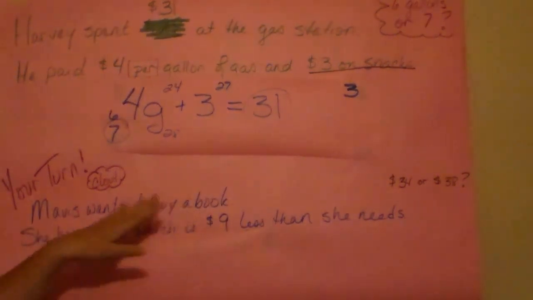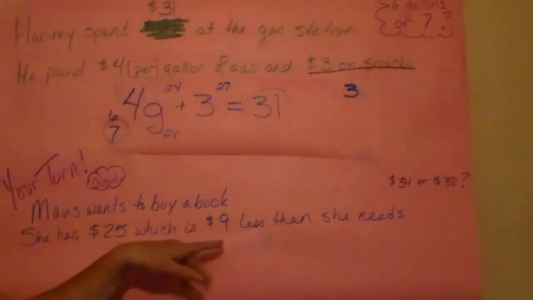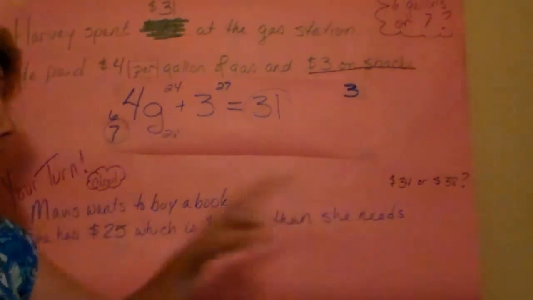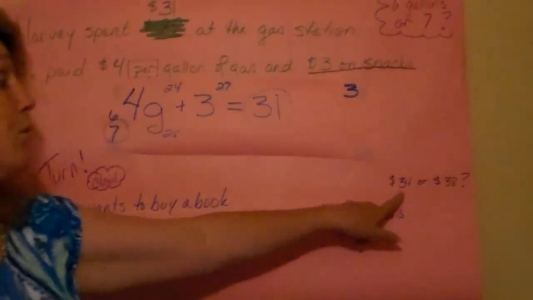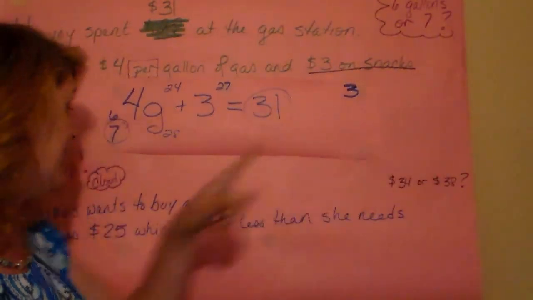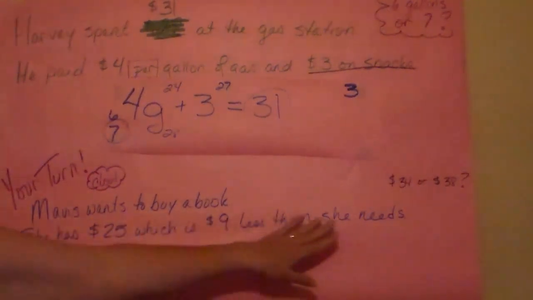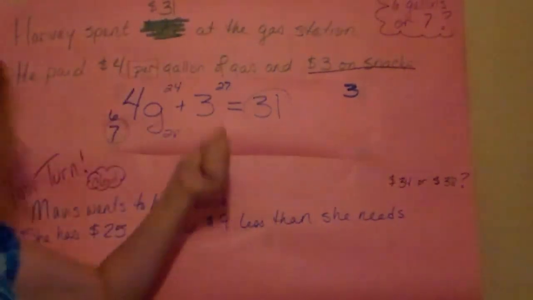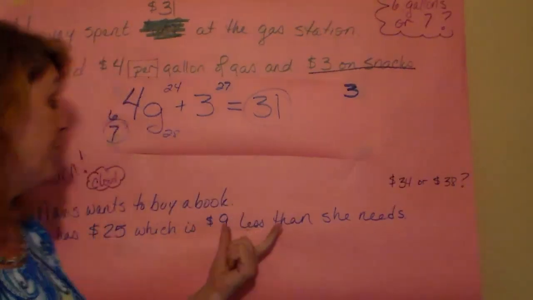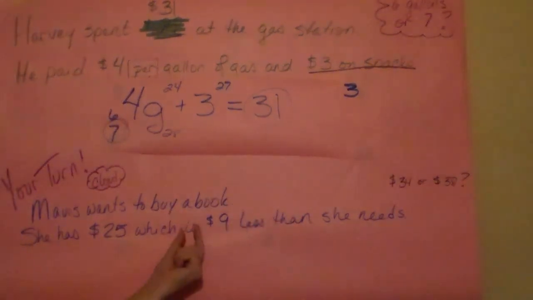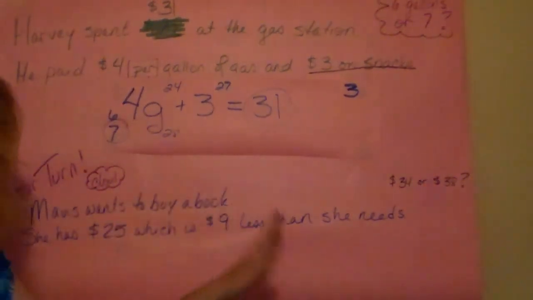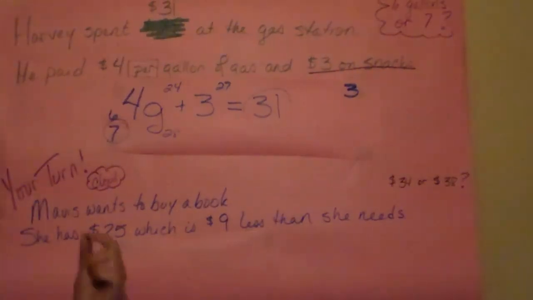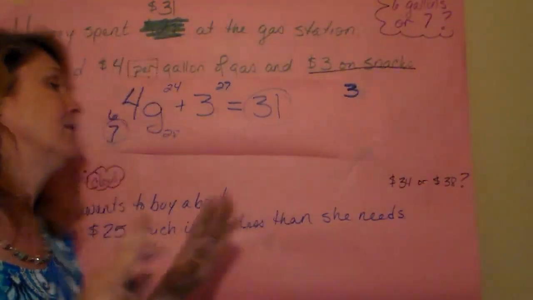Mavis wants to buy a book. She has $25, which is $9 less than she needs. How much was the book? Was it $34 or $38? This is set up just like the last one we did. Remember that you've got a less than and you've got an is here, so that tells you how to set the problem up. You try it, hit pause, come back when you're done.